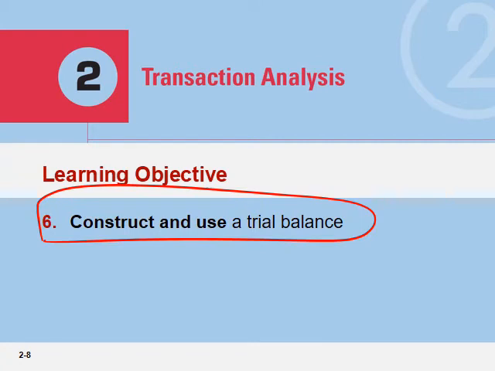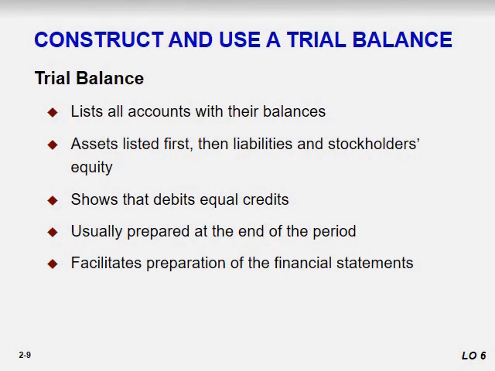at objective 6, which is construct and use a trial balance. So what is a trial balance? A trial balance lists all the accounts with their balances, right? This procedure, or this statement, it's not a statement. The trial balance is basically made after we post to our ledger. It means recording and posting to the ledger are already done. We just balance it out, and the balances are written in the trial balance.